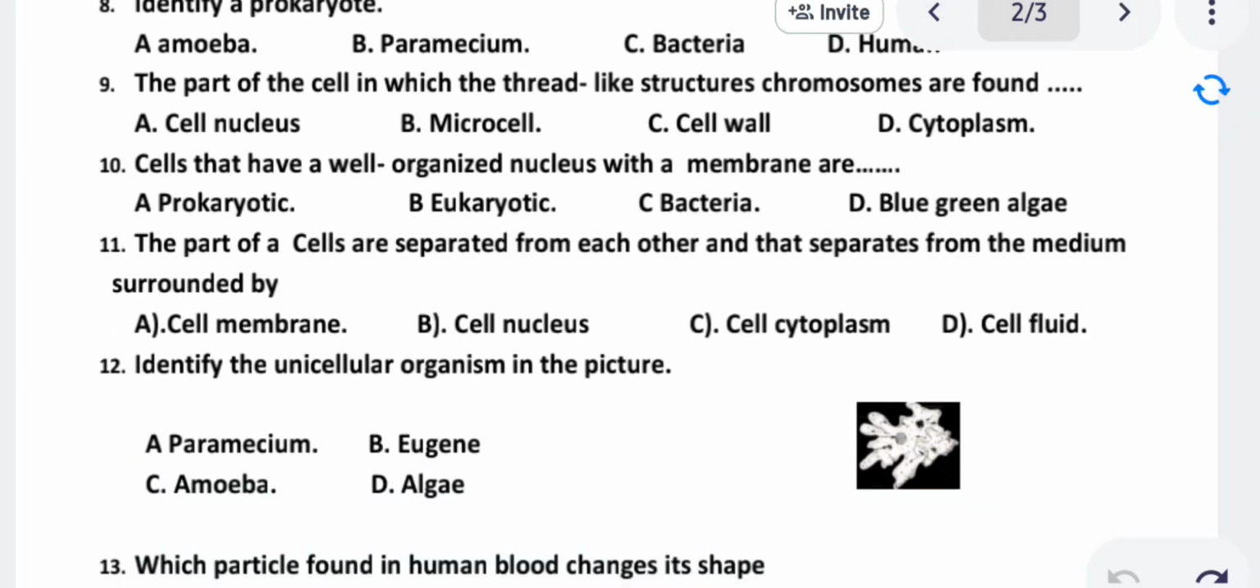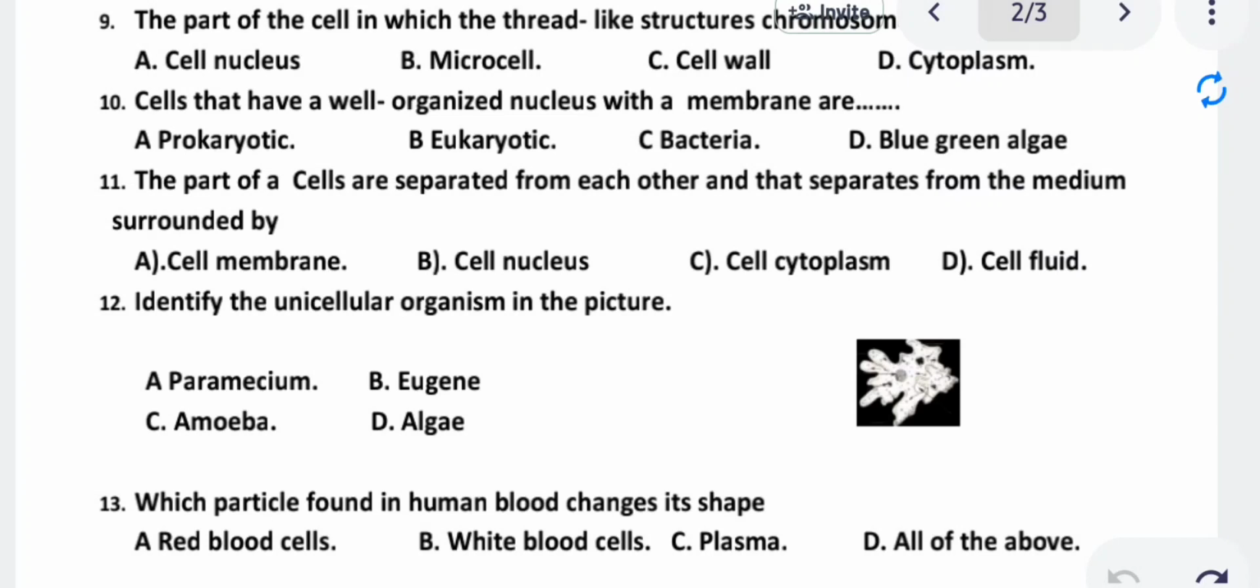Next question, 12th question. Identify the unicellular organism in the picture. Here they have given a picture, we have to identify it. Options: paramecium, euglena, amoeba, algae. The answer is amoeba, option C.